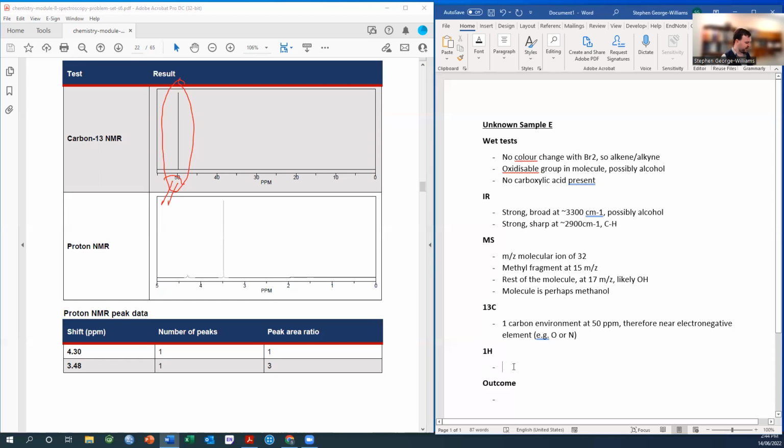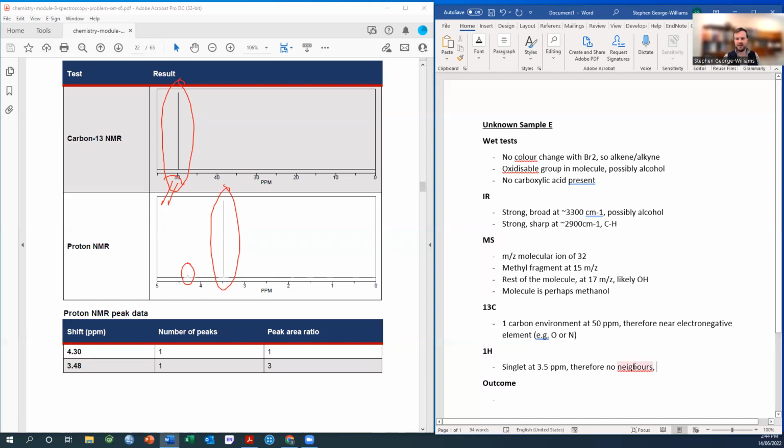Going to my proton NMR, I have two signals, one a little bit easier to see than the other. There's this big singlet here, and this small, slightly broader singlet just after 4. So again, let's write this down. I have a singlet at 3.5 ppm. Oh, that's nice and bold and exciting. So we know we have our singlet, therefore no neighbors.